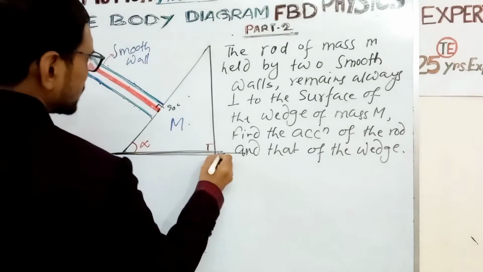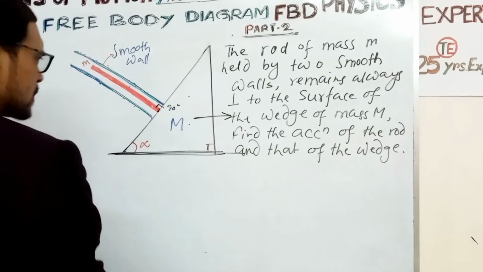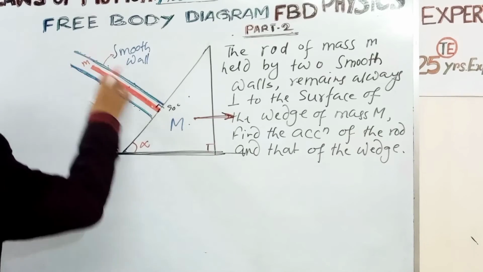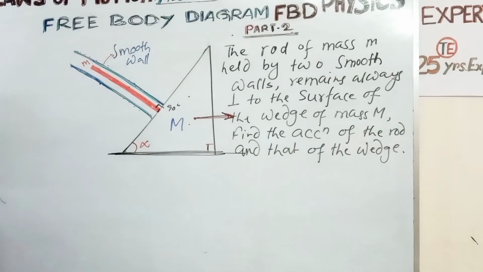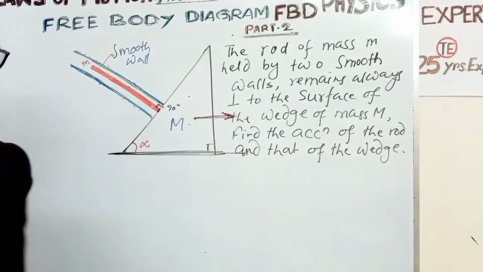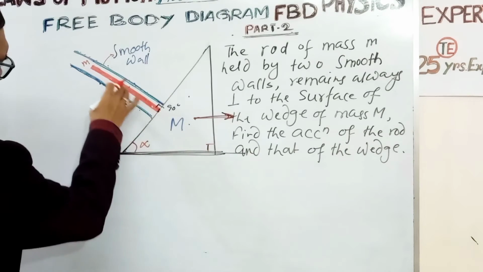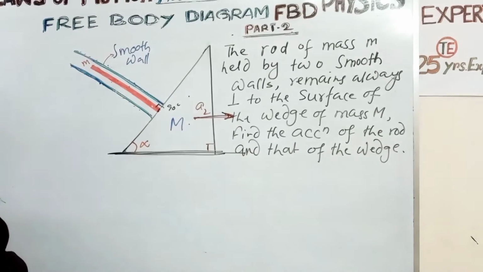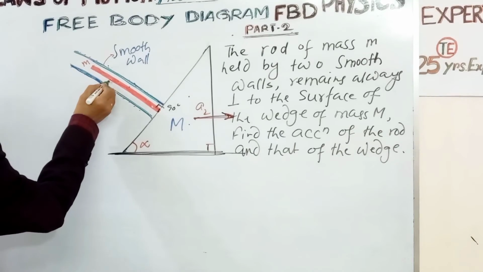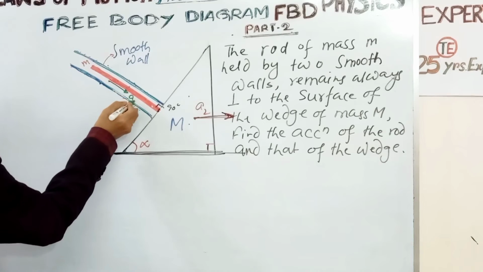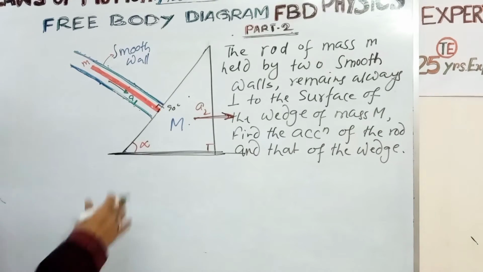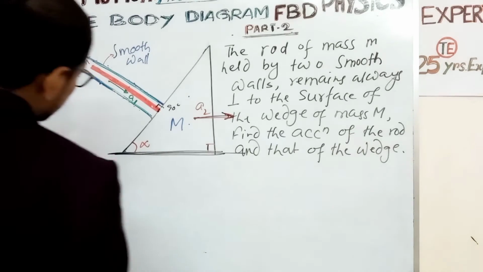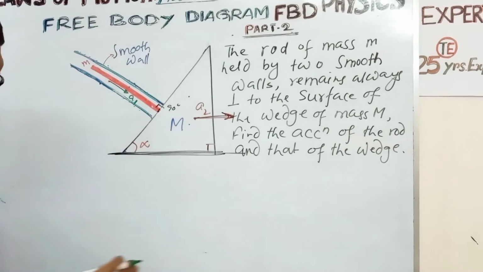That is, the wedge moves in this direction, and the rod moves in this direction relative to the wedge. This is always relative to the wedge. Suppose the acceleration of the wedge is A2 and the acceleration of the rod is A1 in this direction. Now what is the relation between A1 and A2? We have to draw the free body diagram, then we can find the accelerations A1 and A2.